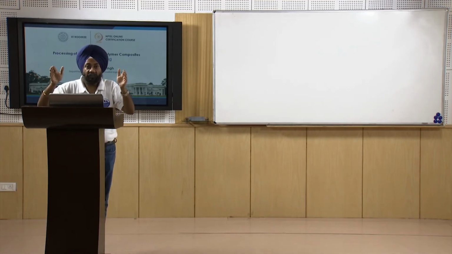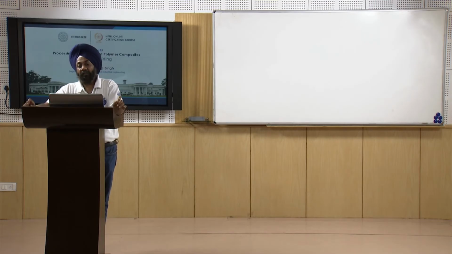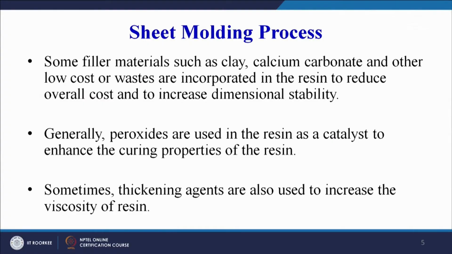Time window means within that time interval only, and therefore we have to ensure that the partial curing must take place within that time window only. Again and again the same point is coming into picture, that additional ingredients and constituents are added to the resin so that we are able to ensure that curing takes place quickly. Sometimes thickening agents are also used to increase the viscosity of the resin. So that is also very important.